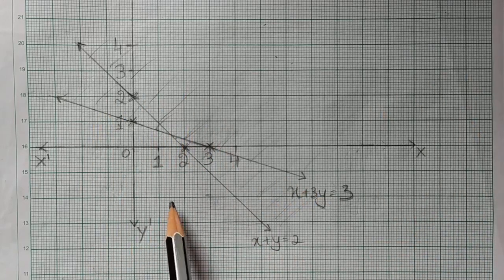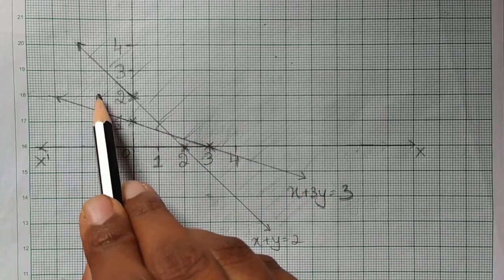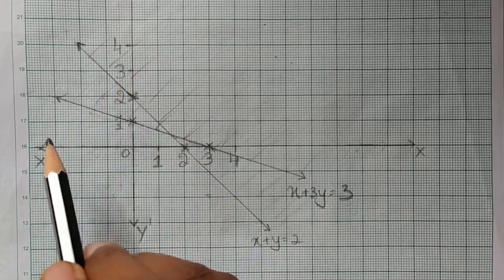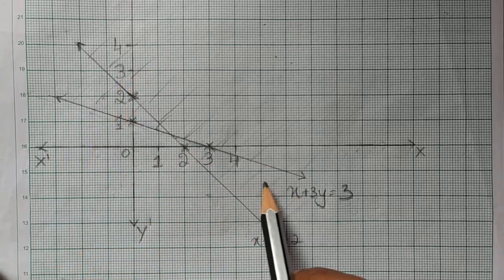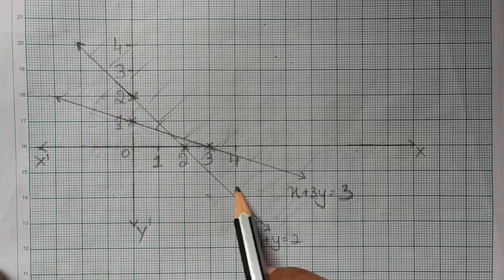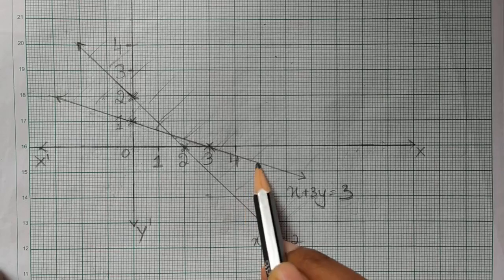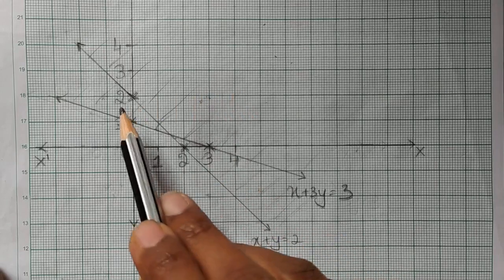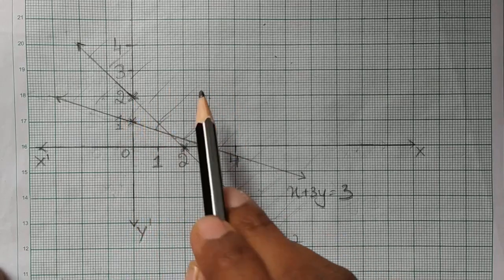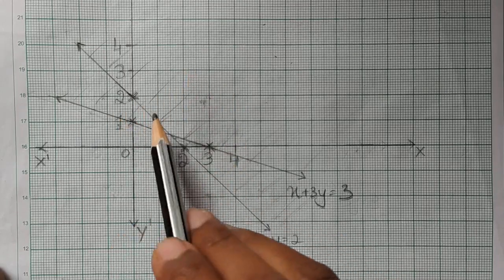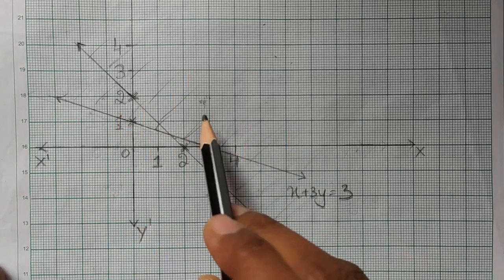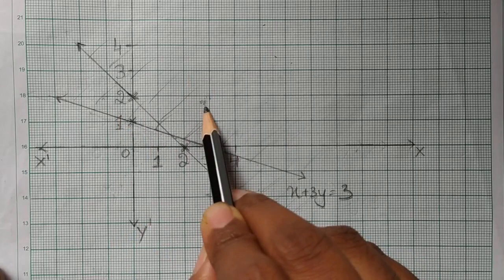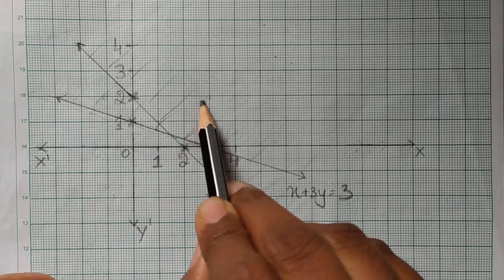Now, observe here. This region satisfies the first inequality but not the second one. Similarly, this region satisfies the second inequality but not the first one. And this region satisfies both of the inequalities because this region lies above both of the lines. So, we say this is the common solution region for both of the inequalities.